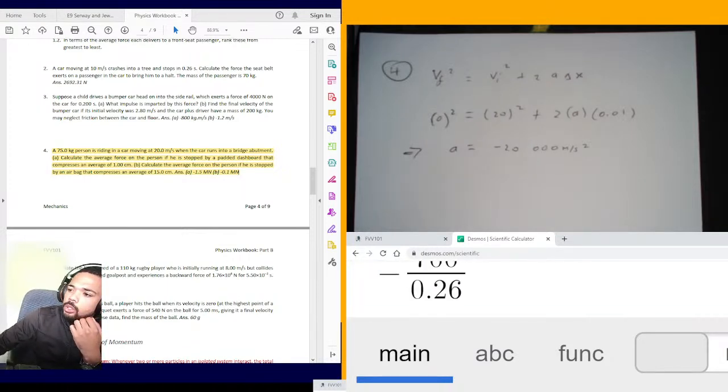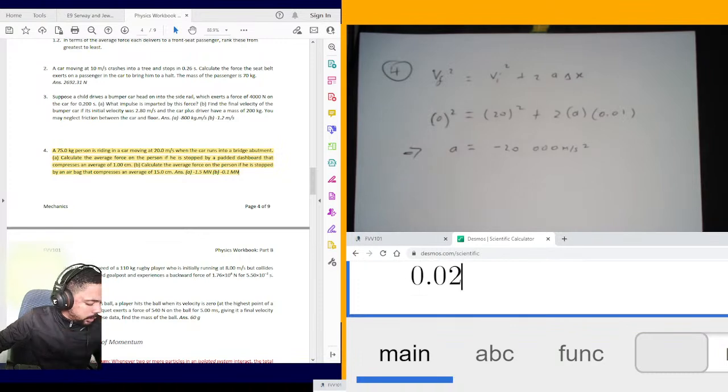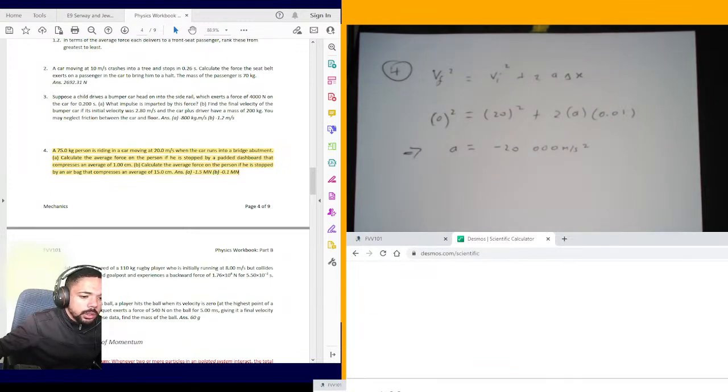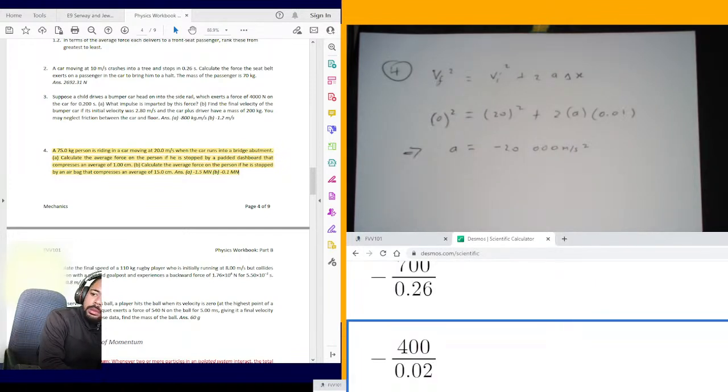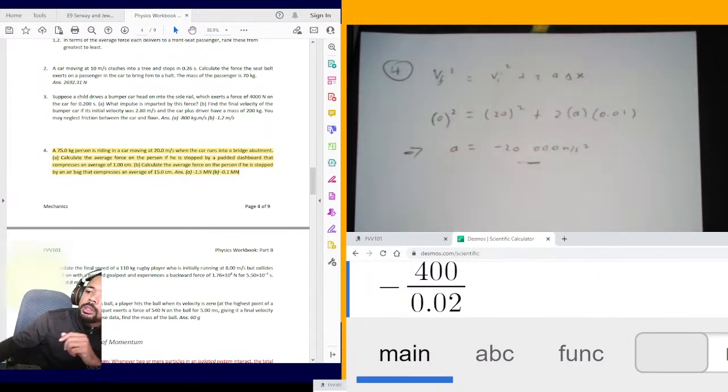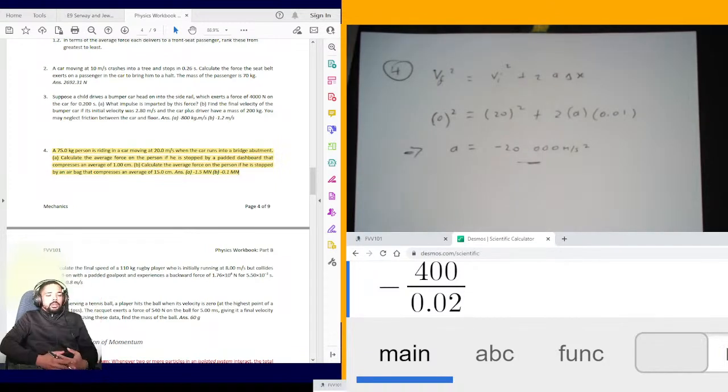I can't seem to be able to show you now. Let me just zoom out for a bit so you can see. Let's see if you can see it now. If I scroll up, it won't scroll up. Okay, never mind that. So I did it here and it got negative 20,000. I just wrote the answer there. Okay, so the acceleration is negative 20,000. Means it's accelerating at negative 20,000 meters per second squared to get you to stop from 20 meters per second to 0.